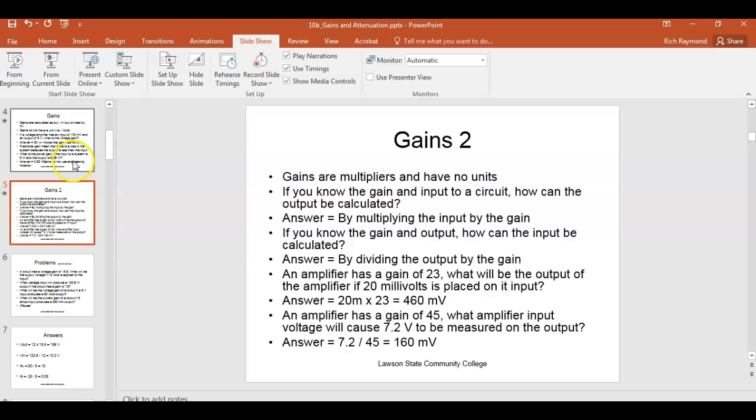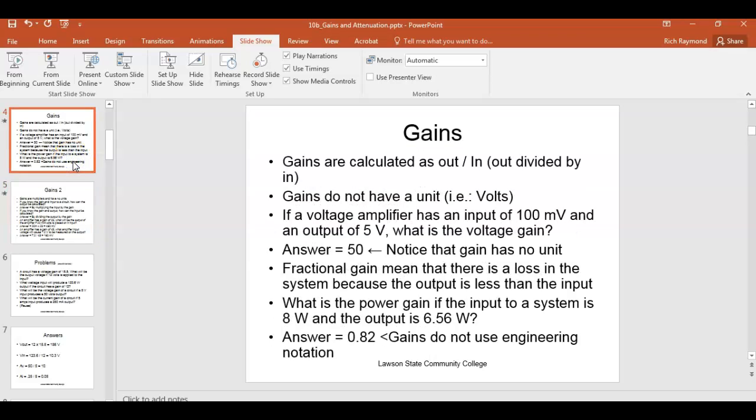So this is why maintaining voltage to a circuit is very, very important.